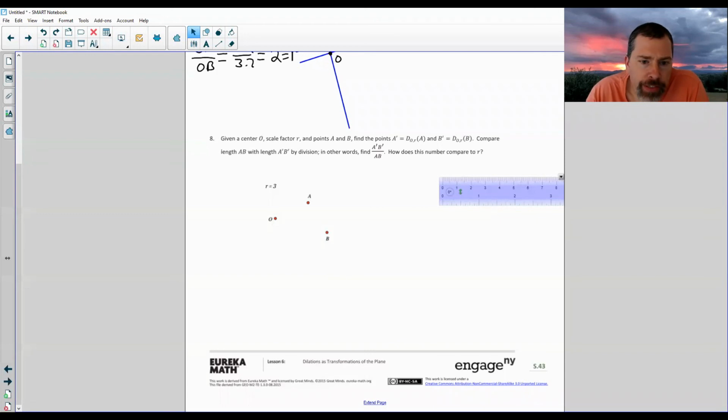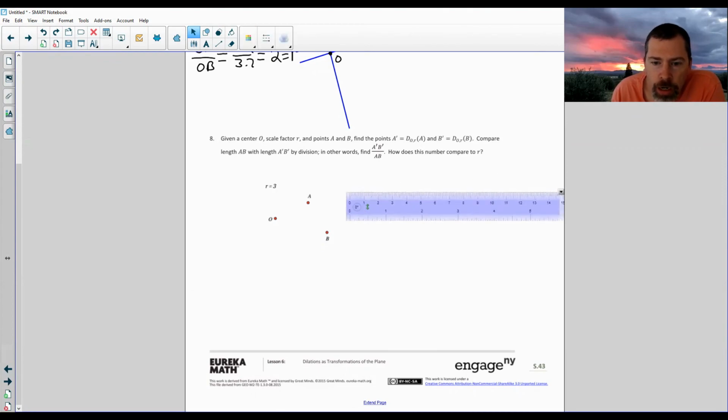All right, number 8 says given a center O. O is given. My pen's upside down. O is right there. Scale factor of r equals 3. And a point A and B. It says find the point A prime, which is a dilation about O with a scale factor r of A being 3 times as long, and B the same thing. Compare length AB with length A prime B prime by division. In other words, find A prime B prime divided by AB. How does the number compare to r?